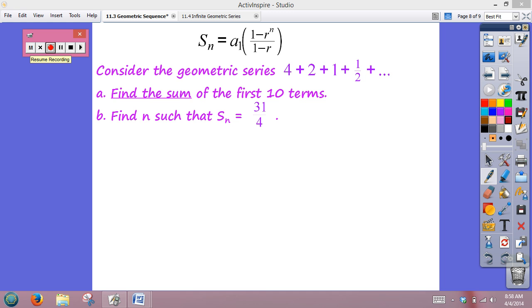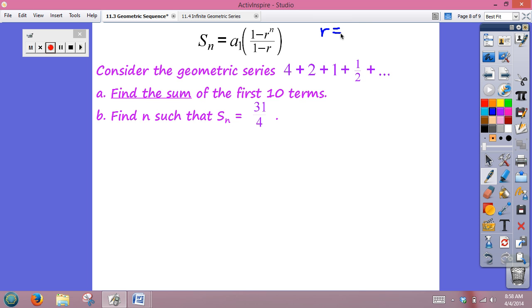Okay, we're going to do the same type of equation now, and then it asks us to find one more step. So first it says, find the sum of the first 10 terms. Just like the example we did before, we're going to remember that we need our r value before we can continue. So we'll do that first. r is going to be equal to 2 divided by 4, or 4r is equal to 2. So we note that our r value is 1/2.